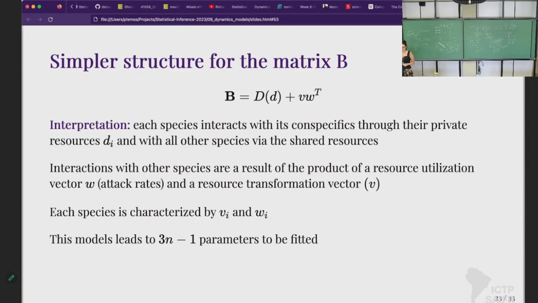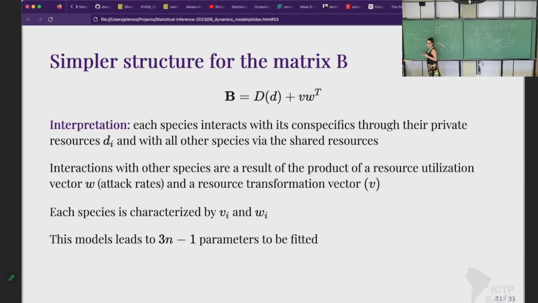Does this model make sense? What are the W and the V again? The W and the V are vectors that define how the species are using available resources. You're imagining that all these competing species each have their own private resource, and then there's another resource that they are jointly consuming. The V is the transformation rate, how they're transforming that resource, and the W is the attack rate, how much they consume the shared resource. Yes. And then each species is characterized by its private resource and a combination of transformation rates and attack rates.